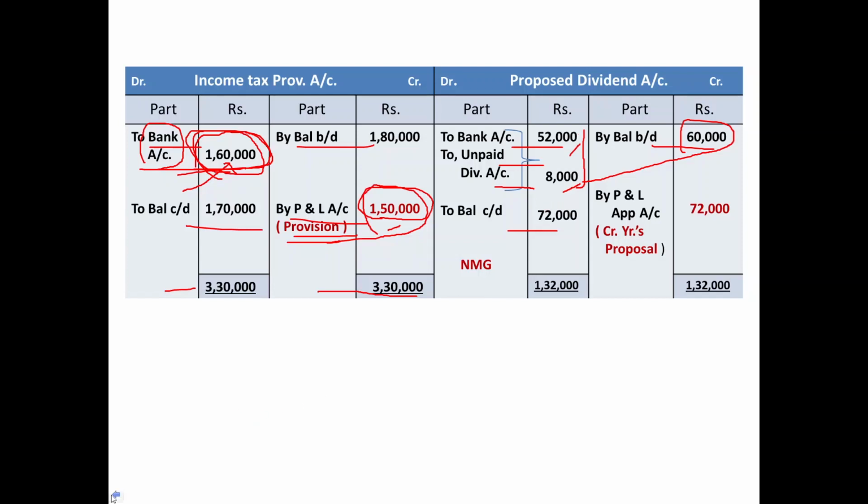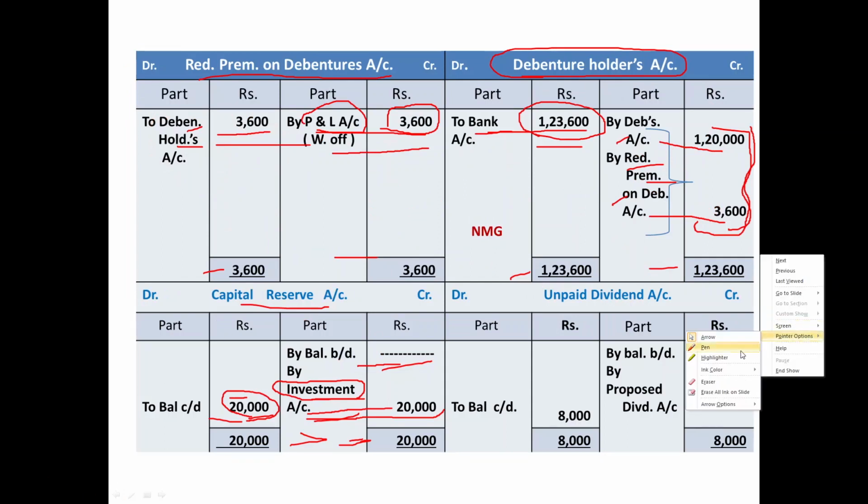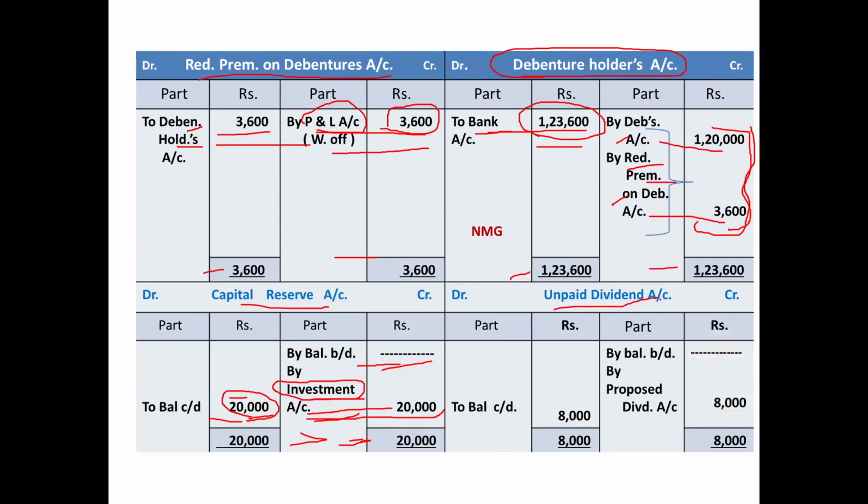Unpaid dividend account, over there we have to credit 8,000. Have a look. Unpaid dividend account, no opening balance, closing balance 8,000. Posting. Proposed dividend account debited, to unpaid dividend account credited 8,000. It is lying there in the form of closing balance. Account is over, 8,000, 8,000.